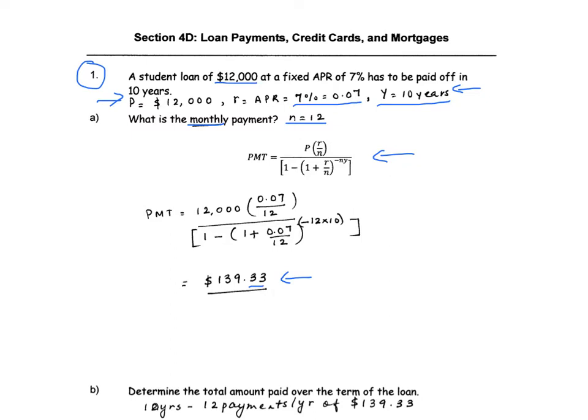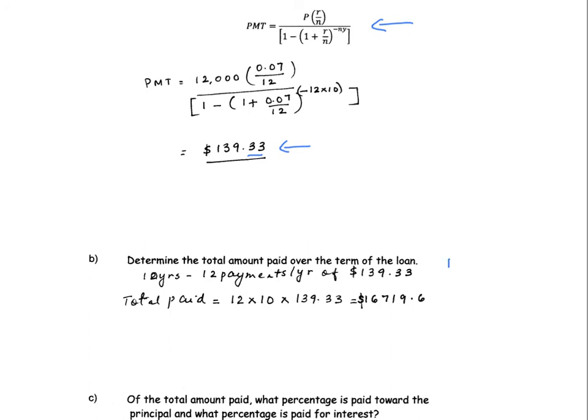So the payment that we're going to make is $139.33 if you're going to pay off the loan of $12,000 in 10 years. And of course, at that percentage rate, which is 7%. Now, the amount that we owe is $12,000.